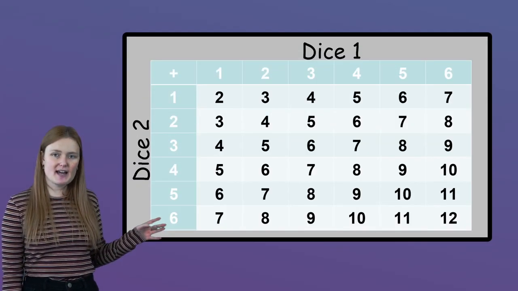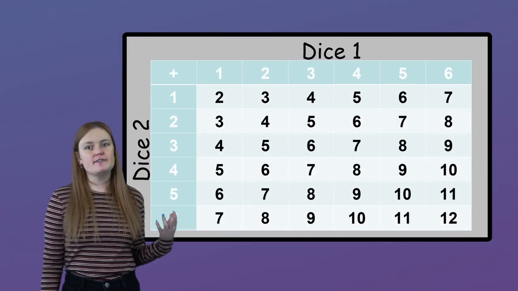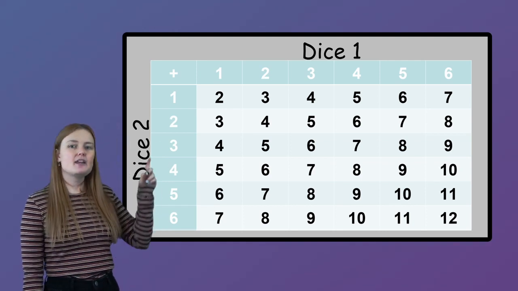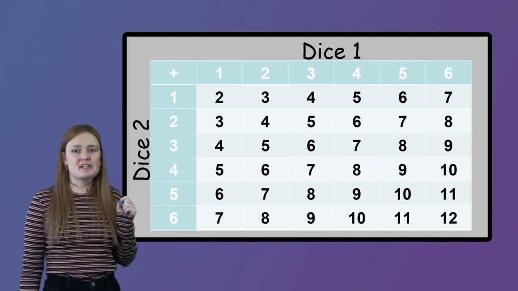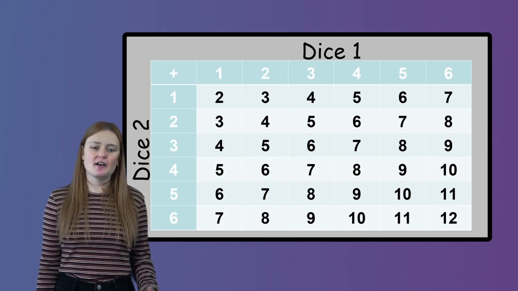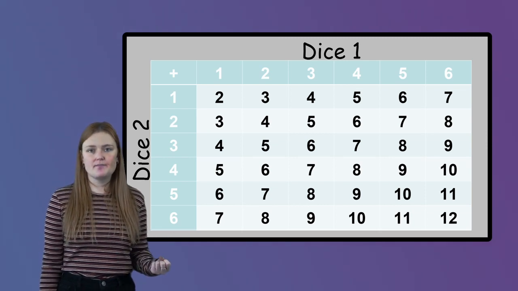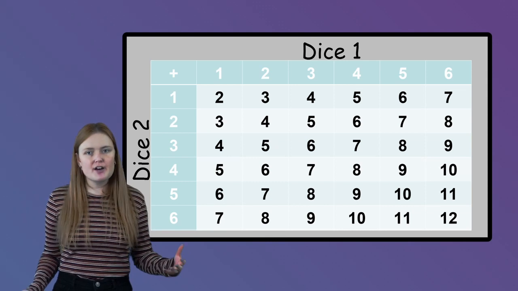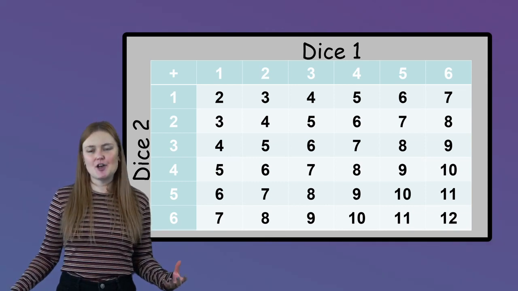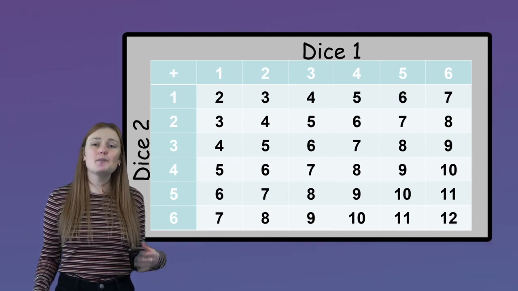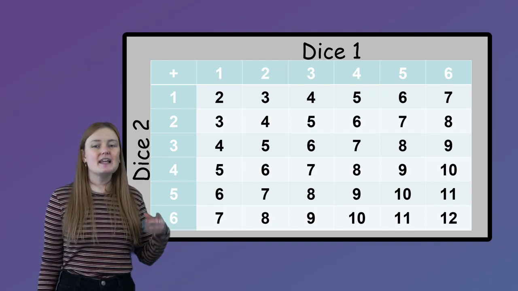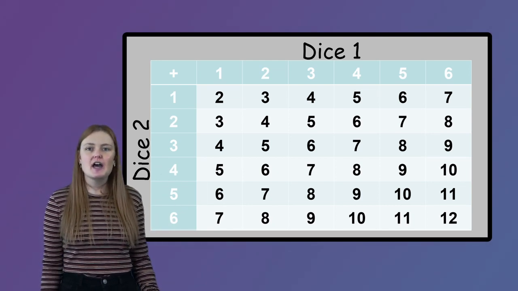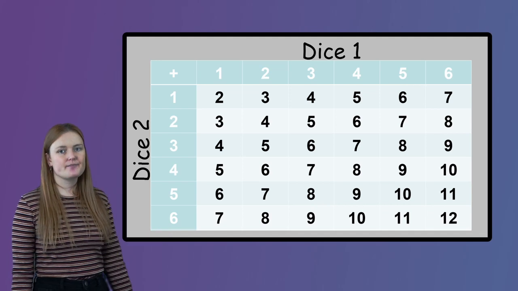We would have dice 1 along the top, dice 2 along the side, and then we would fill in all of our values. So if I'm getting a 1 on dice 1 and a 1 on dice 2, I'm adding those scores together, so I would put 2 in that box. If I then rolled a 3 on dice 1 and a 4 on dice 2, I would add them to get 7, so I would pop 7 in that box. So let's fill in all of those possible values, and the table will look like this.